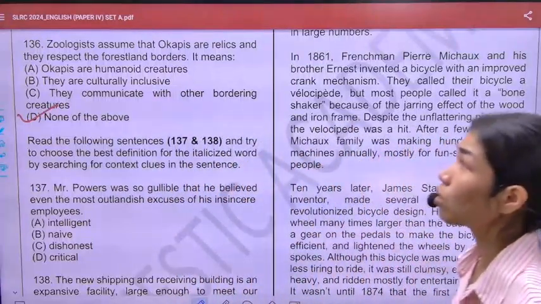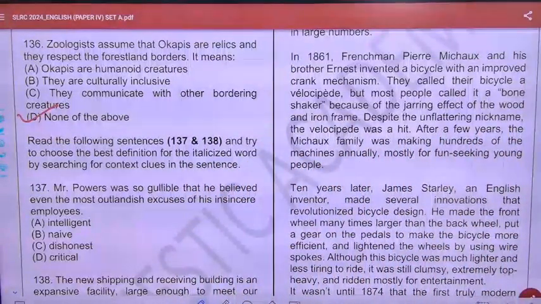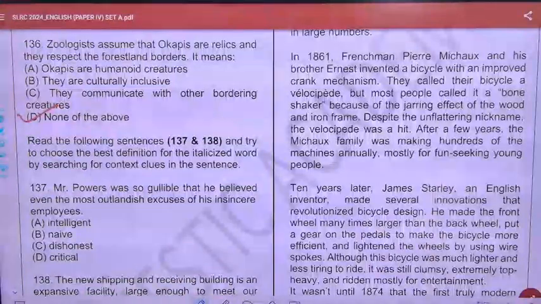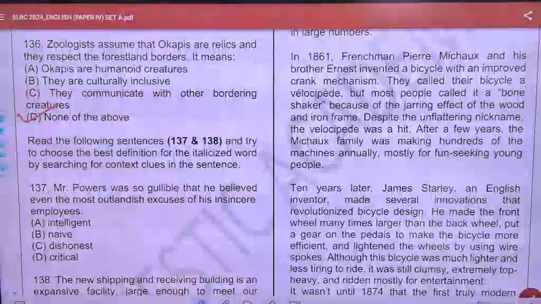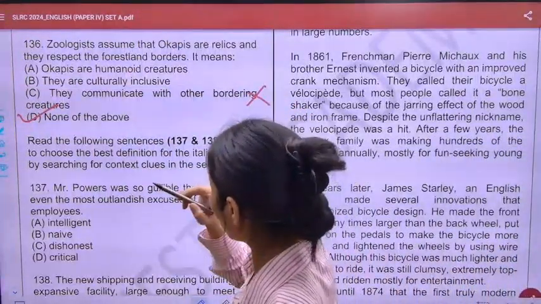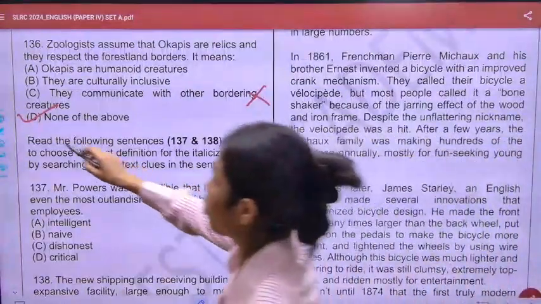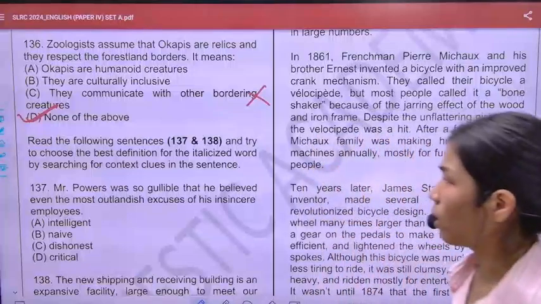None of the zoologists assume that okapis are relics, something which is very old, and they respect the forest land borders. So what do we understand from this? The options given: okapis are humanoid creatures, they are culturally inclusive, and they communicate with bordering creatures, which is not, this should not be the answer. Okapis are humanoid creatures? No. They are culturally inclusive? No. It should be option number D, none of the above. Okay, let's move to the next question.